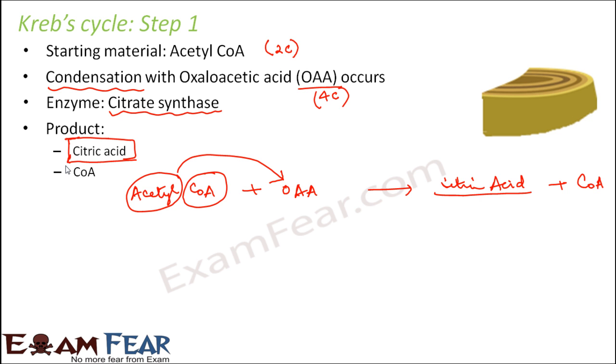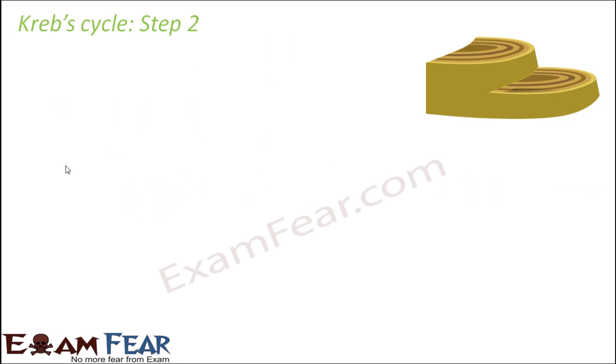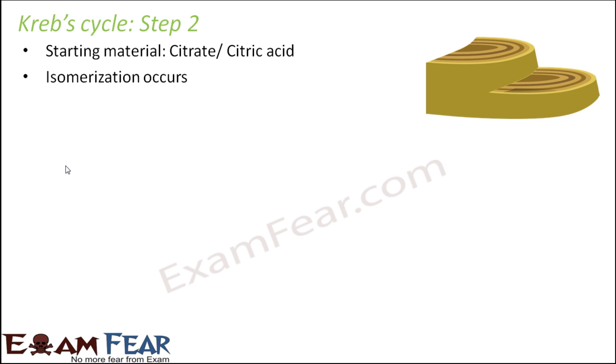Another product which is formed is coenzyme A. Let us look at step 2. Here the starting material is citric acid or citrate, whatever you call it. Isomerization occurs. That means citric acid will get converted to one of its isomers. So what kind of enzyme will be there? Some isomerase enzyme. So here that enzyme is aconitase. So this enzyme will isomerize the citric acid by removal and addition of waters. First it will remove water and again it will add water. And what will be formed? The product will be isocitrate.